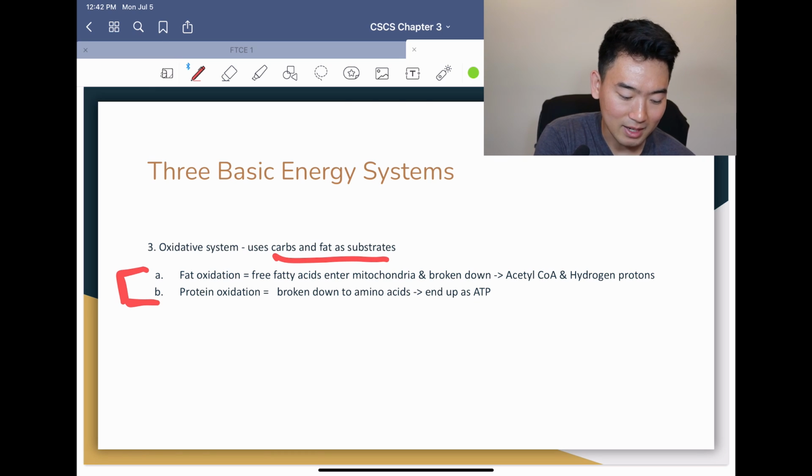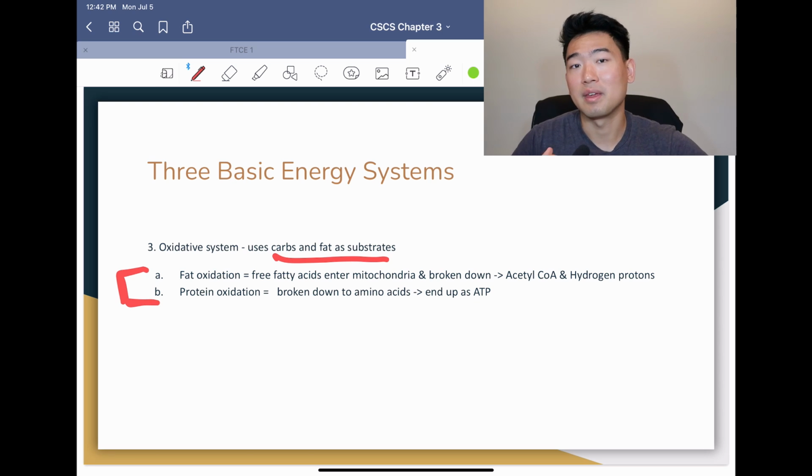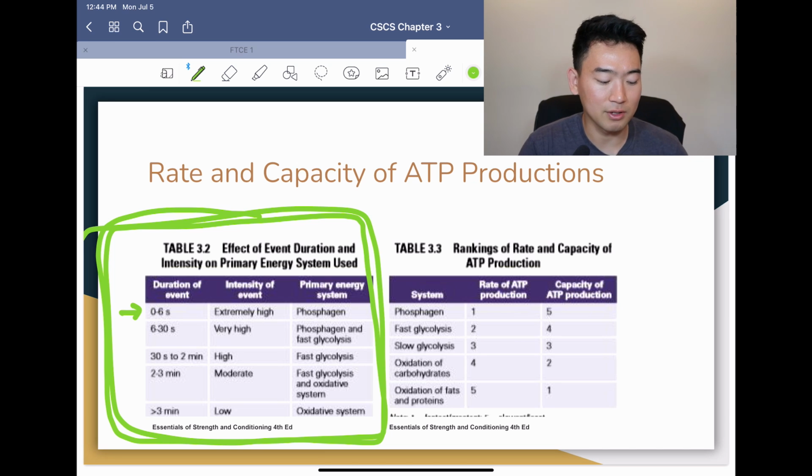And so fat oxidation, like I said, is free fatty acids that enter mitochondria and get broken down, and we discussed this enzyme earlier, acetyl-CoA, and hydrogen protons are generated as an energy source. Also for protein oxidation, proteins are broken down into amino acids and they end up as ATP, and we use that as an energy source.